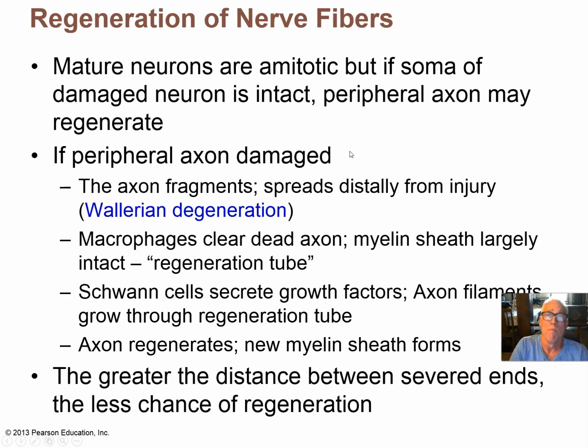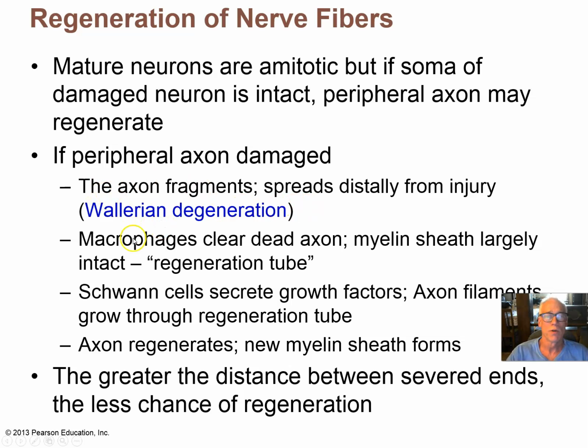Although neurons are mainly amitotic, if an axon of a neuron or a nerve with many axons is damaged or severed, the part of the axon distal to the injury, meaning away from the cell body, will die. It won't have any support or sustenance coming from the cell body, and that degradation is called Wallerian degeneration.